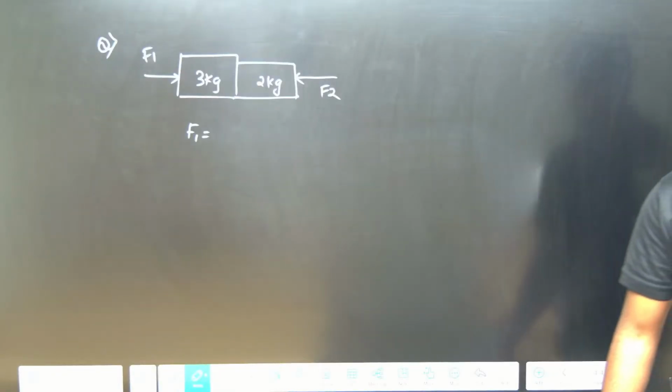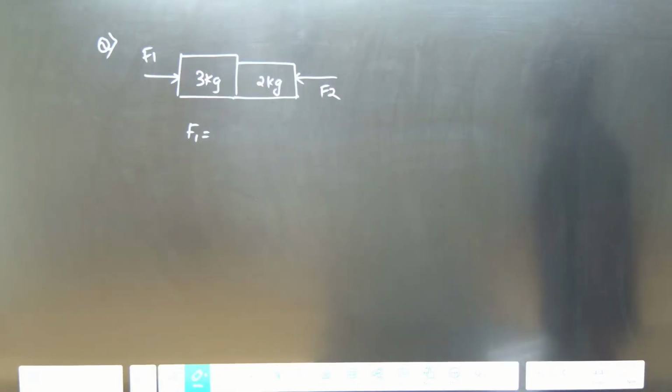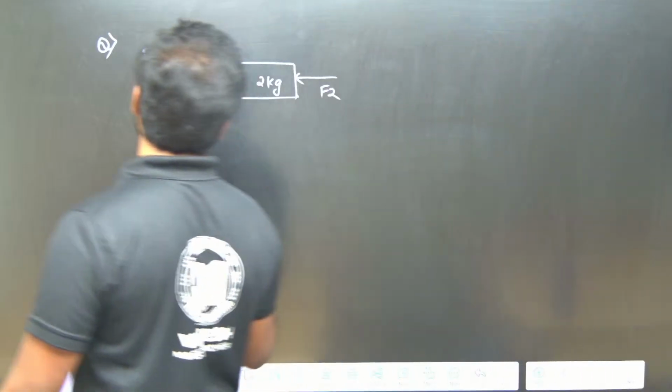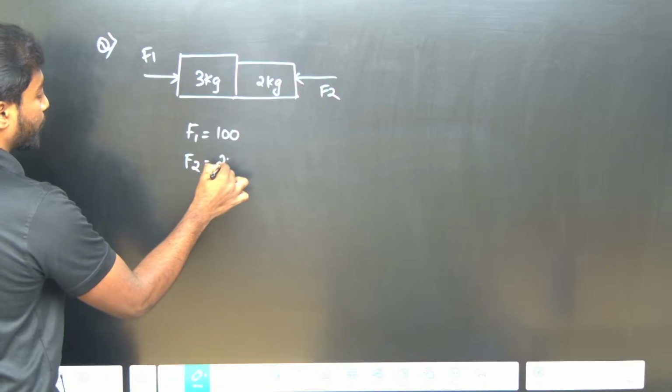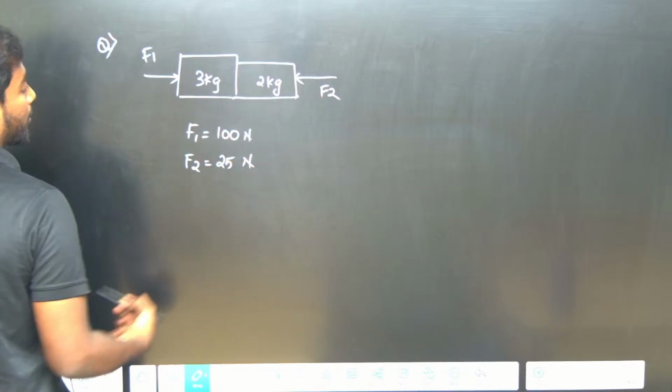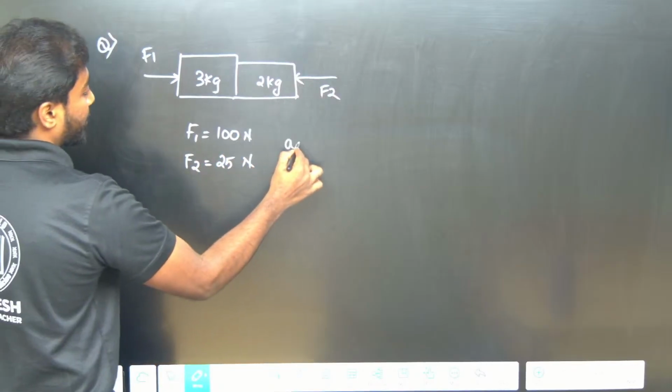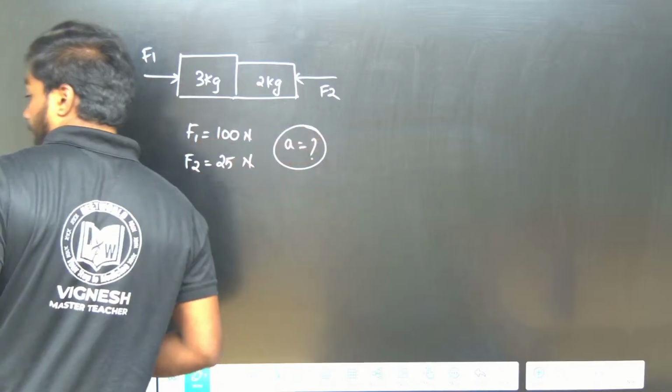I need to find what is the acceleration. F1 is 100 and F2 is equal to 25 Newton. Need to find what is the acceleration. Fine, this is the equation.